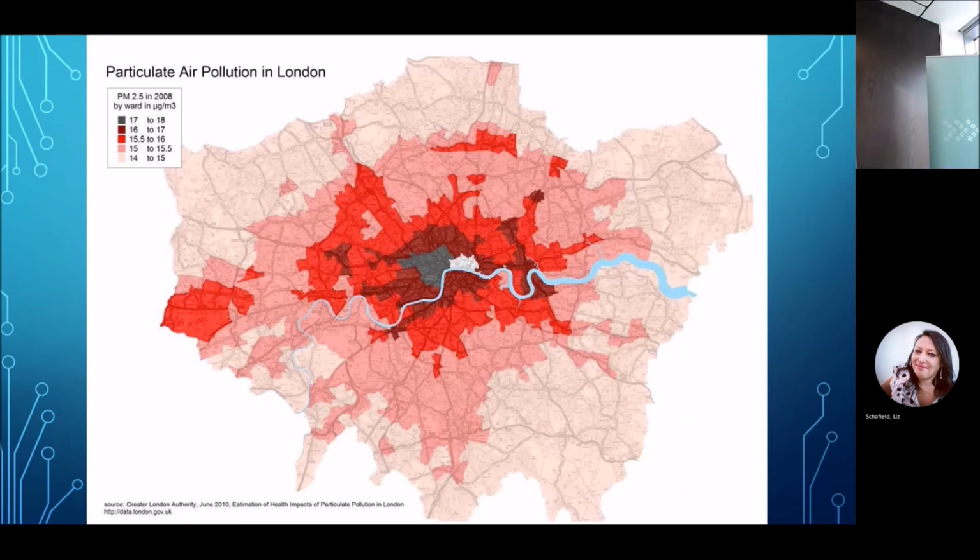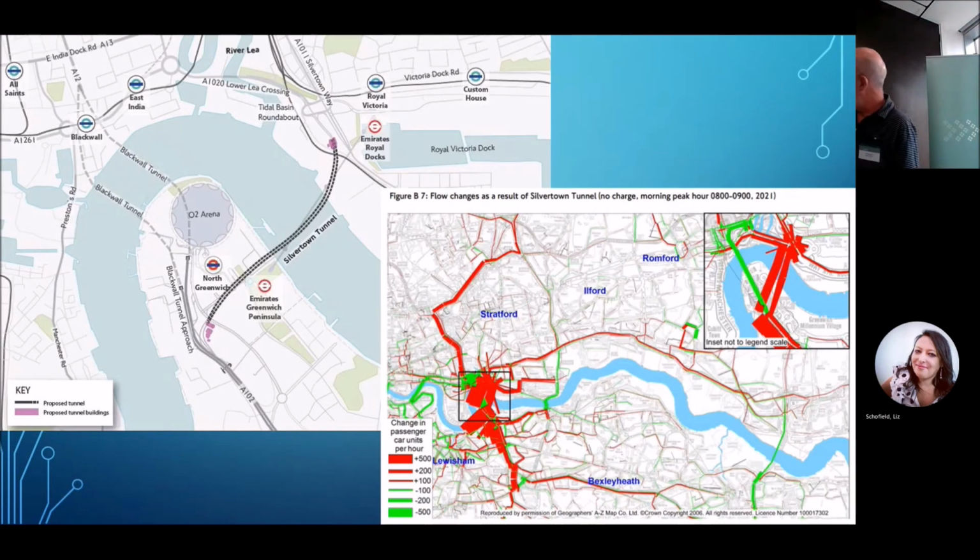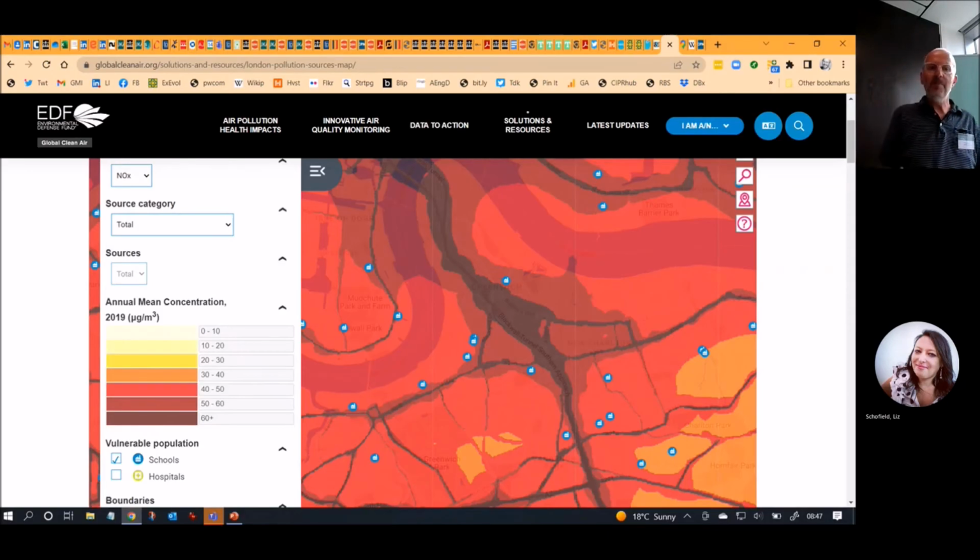And I live in this bit here, the channel that leads up to the Blackwall Tunnel, and they are trying to expand the capacity of the Blackwall Tunnel, a notorious bottleneck, by building the Silvertown Tunnel. The nature of building new roads is it attracts new traffic. So you can see on this graphic, the red one, the amount of traffic that is going to be drawn into an area of London which is already prone to quite bad pollution.